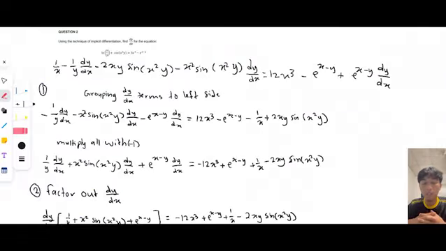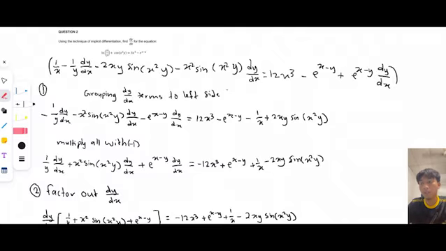So I'm going to continue this question. This is what is left for me to answer. We're going to find dy over dx. I'm going to show it step by step.